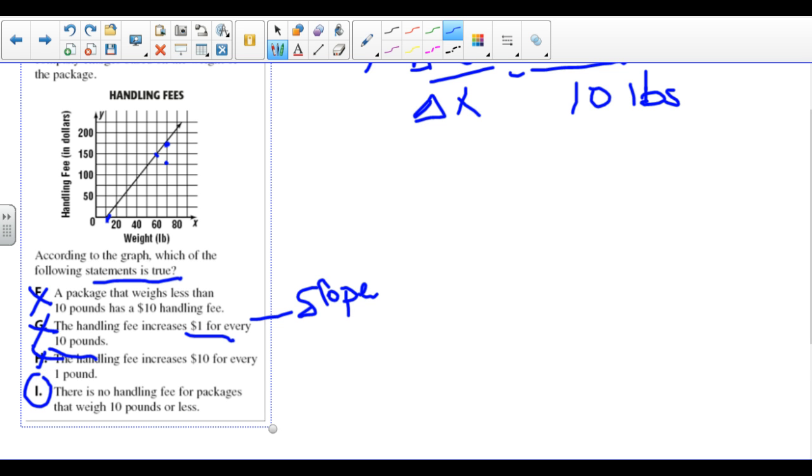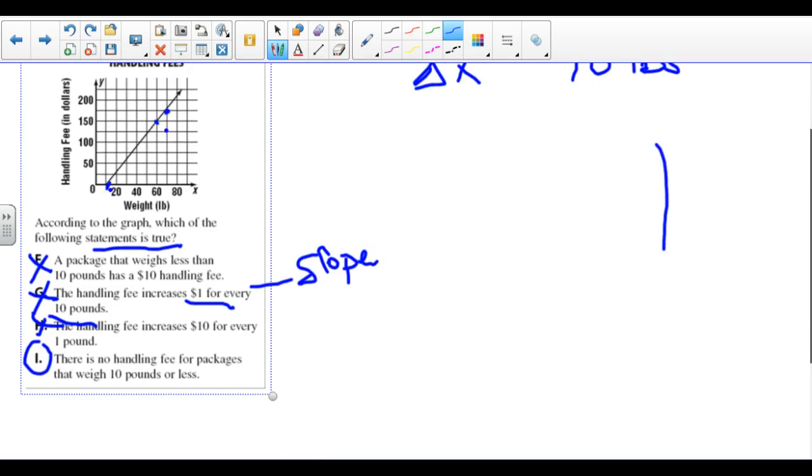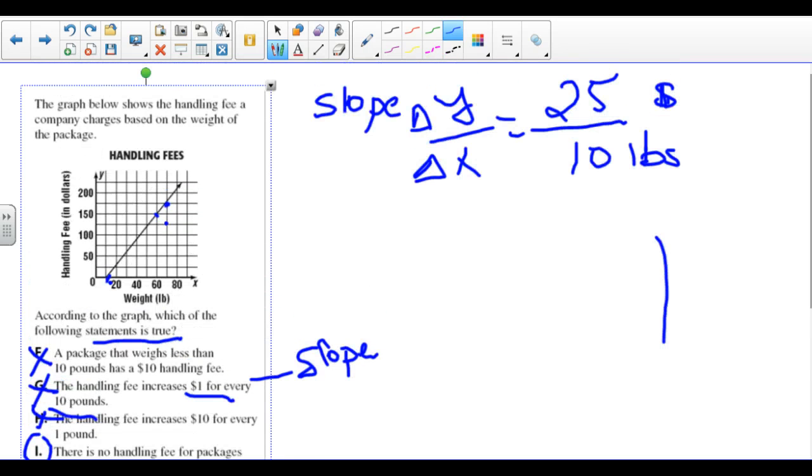There is no handling fee for packages that weigh 10 pounds or less. Again, if you are at 10, you will still be at 0, and if you were at 5, you'll still be at 0. So 10 pounds or less will be the correct choice right there. There's no fee for those. Then once you start going above 10, you're starting to get charged. Alright, so basically these are very easy questions. It's about taking the time to really read the question and really look at the graph.